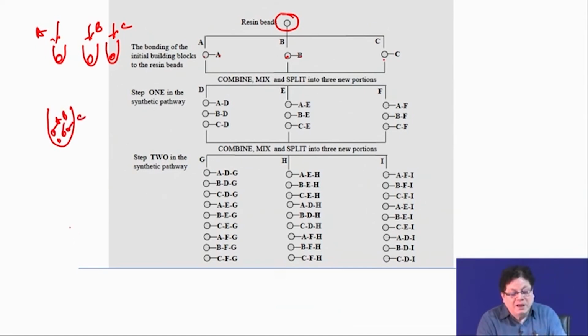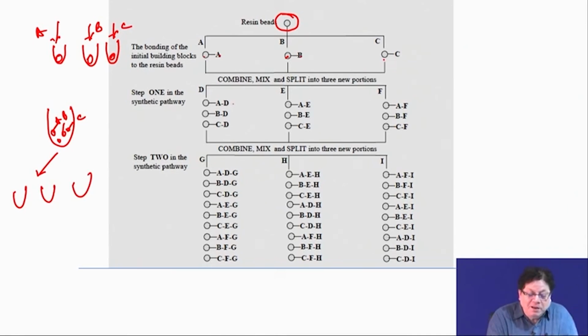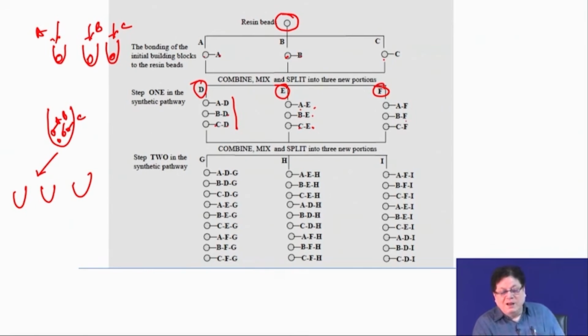So, you mix and then you split again into 3. When you split into 3, every test tube will have beads attached to A, to B and to C. Now you add D here, E here and F here. So, what will happen? Here you will get AD, BD, CD, here you will get AE, BE, CE, and here you will get AF, BF, CF.